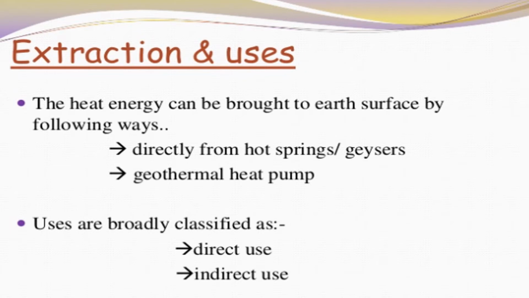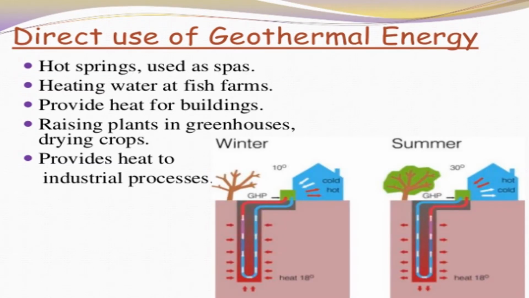Secondly, geothermal heat pumps. Uses are broadly classified as direct and indirect use. Here we have the direct use, where hot springs are used as a spa, where we get hot spas. Hot springs means it's like a small pot, or a small opening where the hot water comes out. So we use it for spas, heating water at fish farms, and providing heat for buildings.